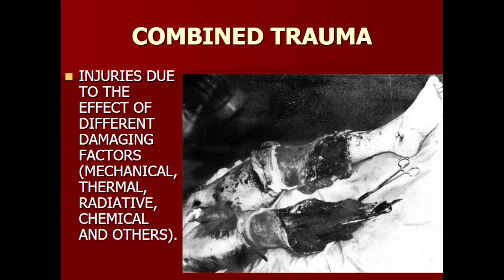For example, a patient after explosive trauma. How many damaging factors after an explosion? Two. First, the mechanical traumatic wave: rupture of an extremity, and on the other side, an open fracture. And thermal: burns of both extremities and the perineal region. It's typical combined trauma, two or more damaging factors, mechanical damage and thermal.